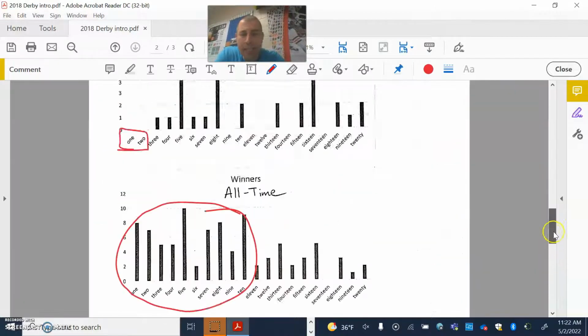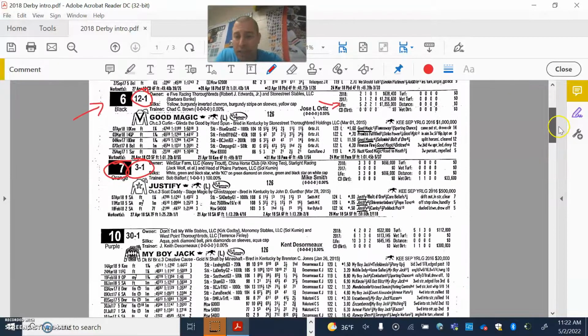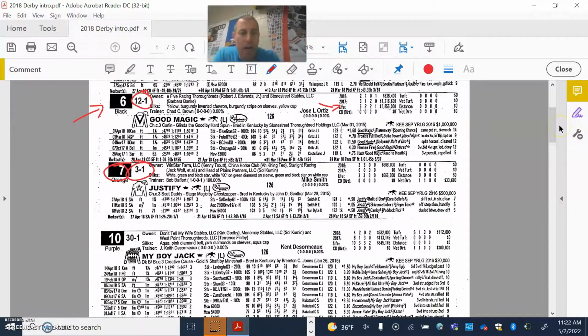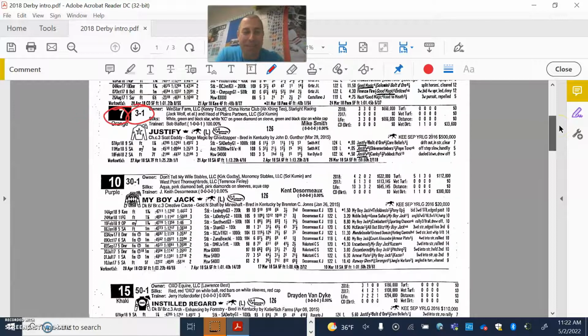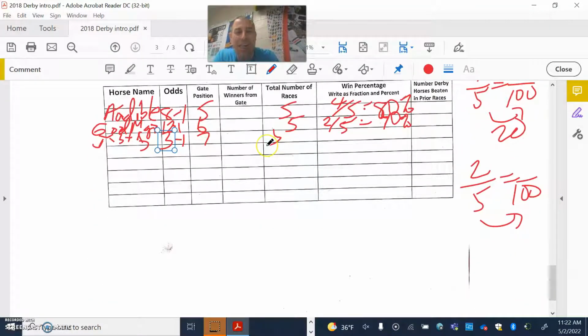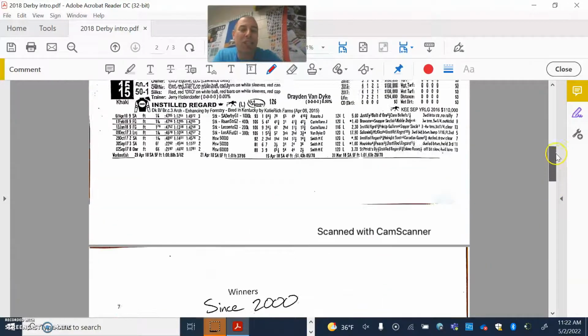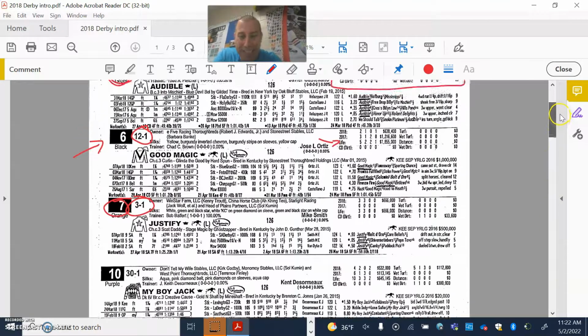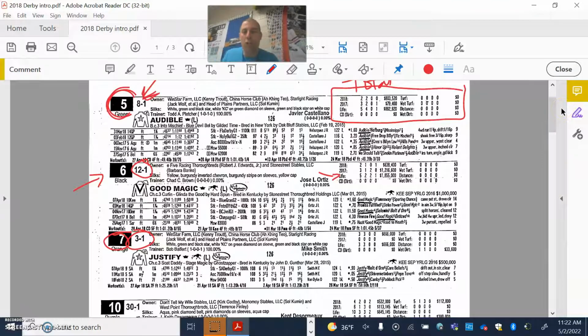Total number of races. All right. Now, here's what's interesting about Justify. Take a look here. 3 races, 3 wins. Okay, so let's get that down and let's look a little bit closer at this. So 3 races and it's 3 for 3. No need to do some math there. That's 100%.